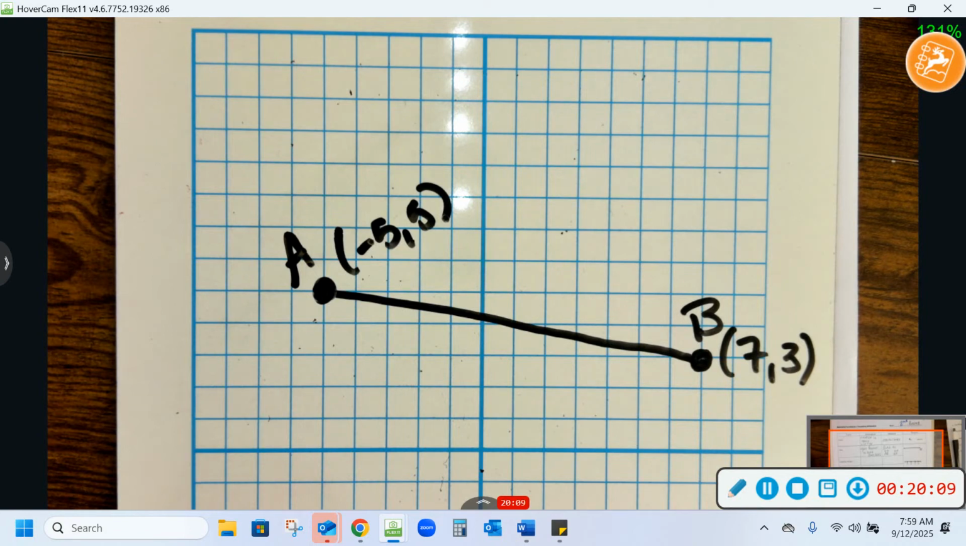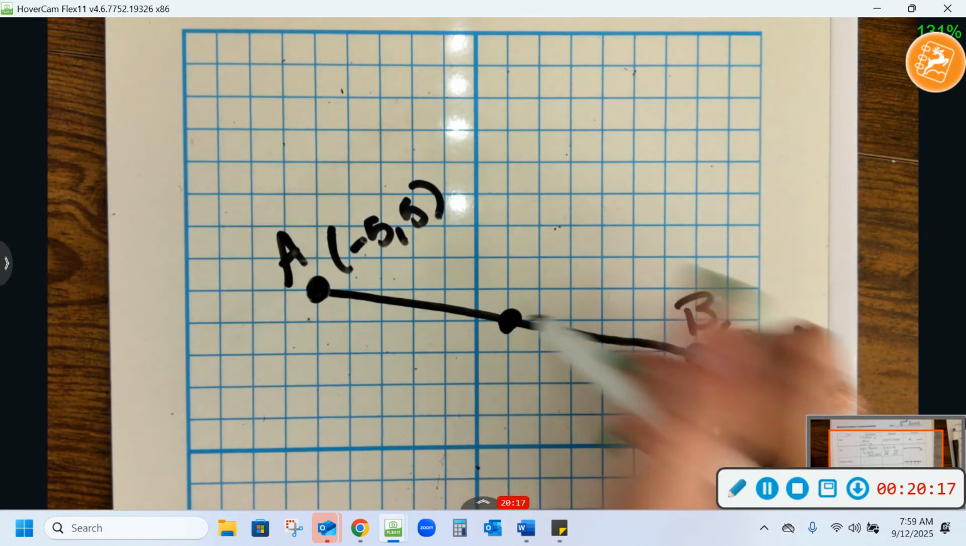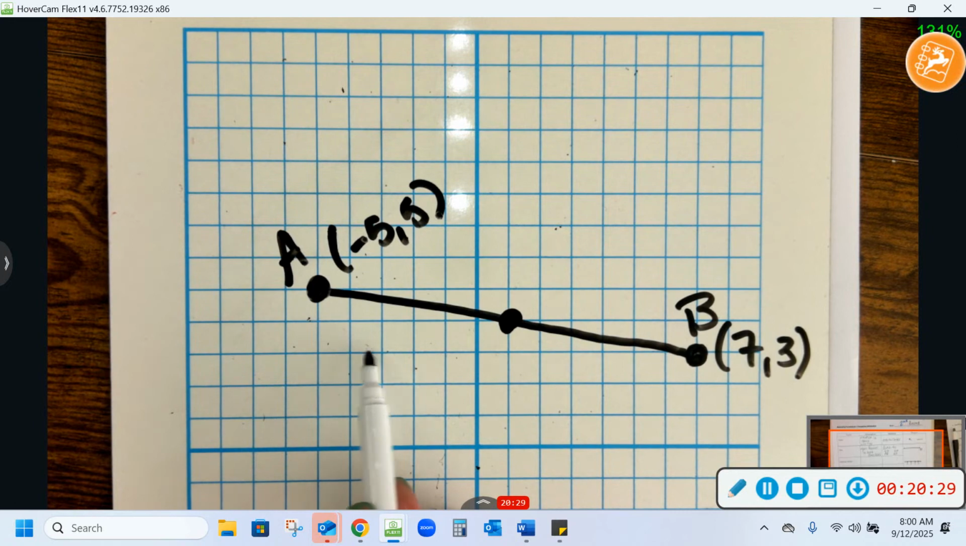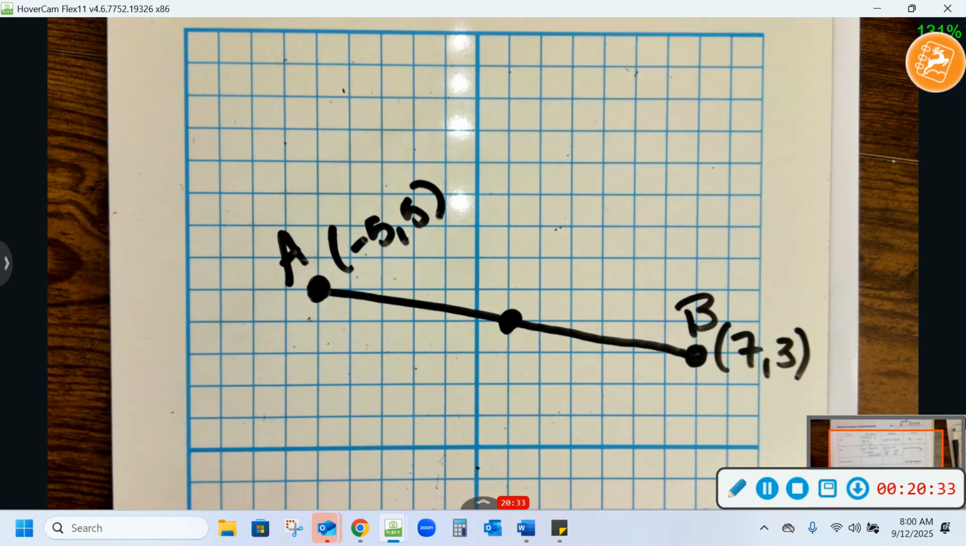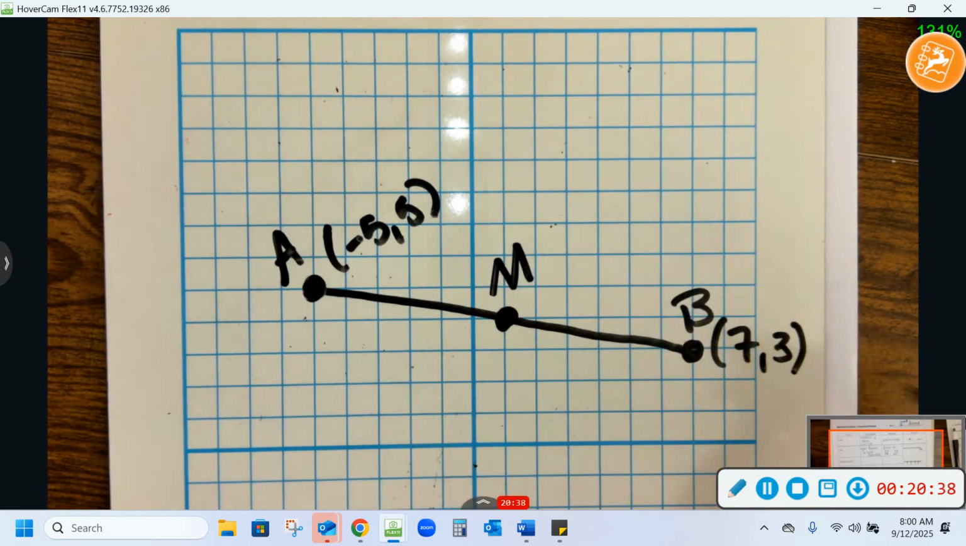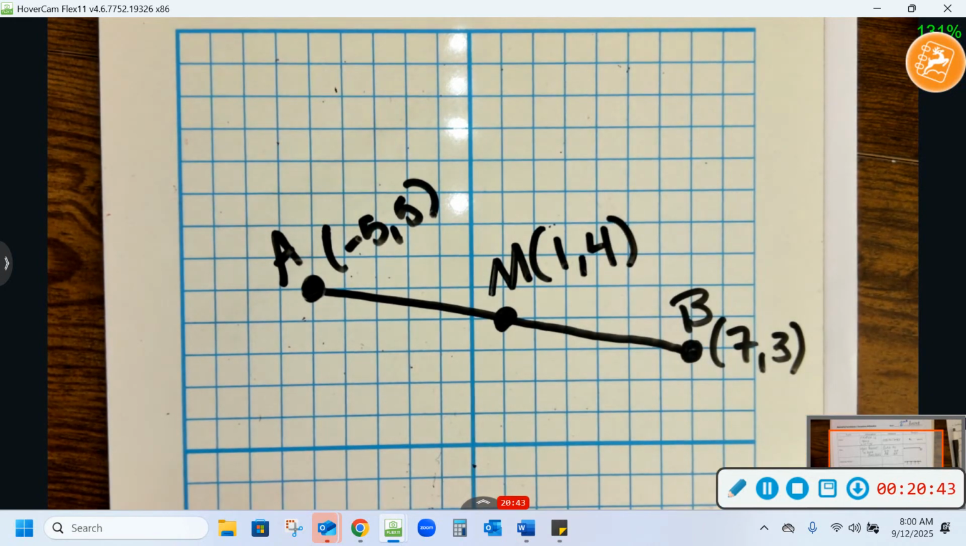Got it? Okay, we're going to guesstimate now. Where do we think the middle of this line is? So I think it's right there. I think it's right there. If this line were straight on the coordinate plane and not slanted, it'd be very easy to just count how long it is, but it's not a straight line. So how do we figure out if this is correct? I'm saying that I think the midpoint, which I'll name M, is at 1, 4. What does midpoint mean?